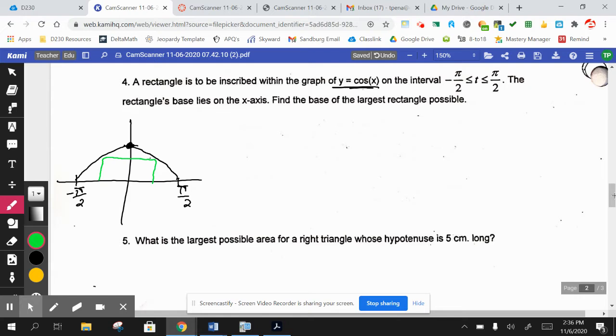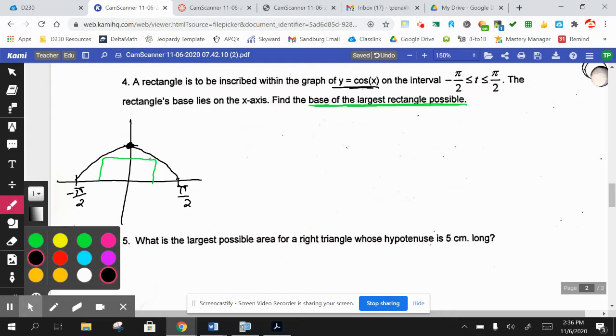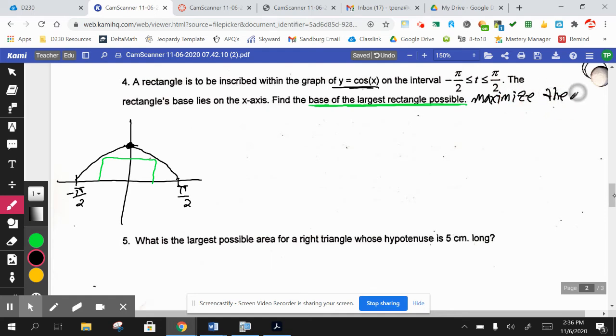What we're again looking for is the base of the largest rectangle possible. So what we always want to identify is what are we trying to do? And in this case, we're trying to maximize the area of a rectangle. So since we want to maximize the area of a rectangle, that's how we get this started, with the idea that the area of a rectangle is our base times our height.